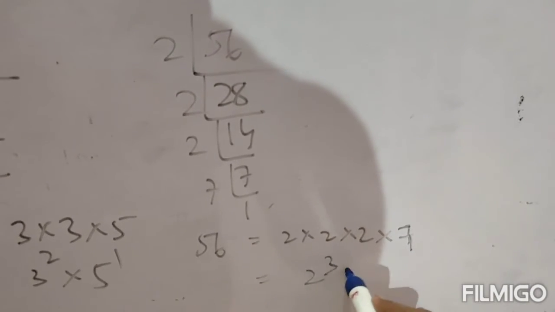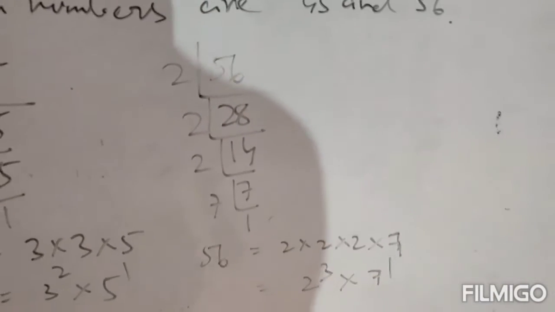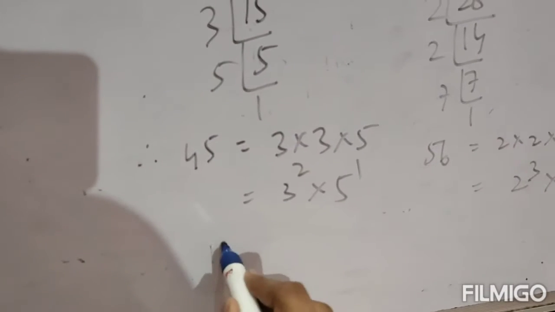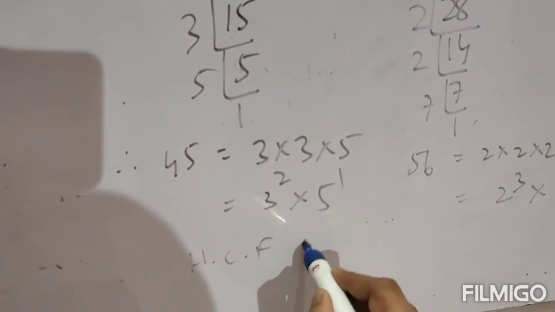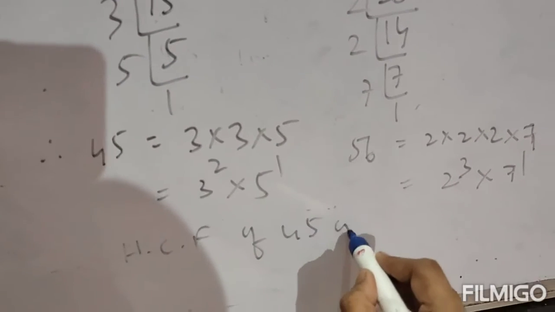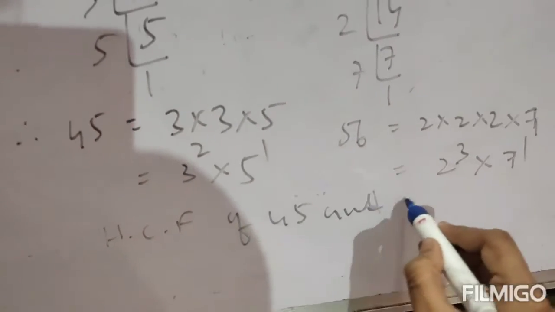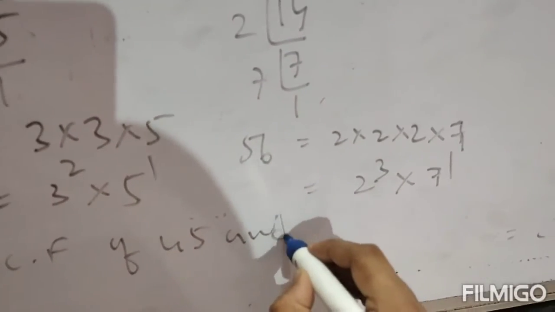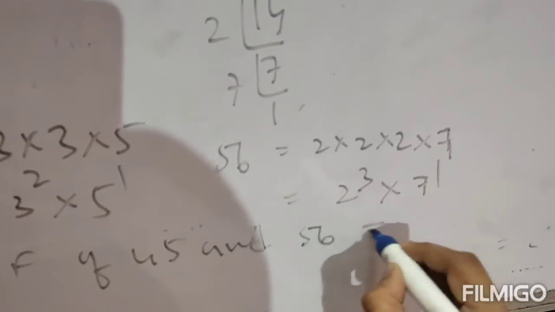Therefore 2 to the power 3 into 7 to the power 1. Clear? So HCF will be, therefore, HCF of 45 and 56 will be 1.